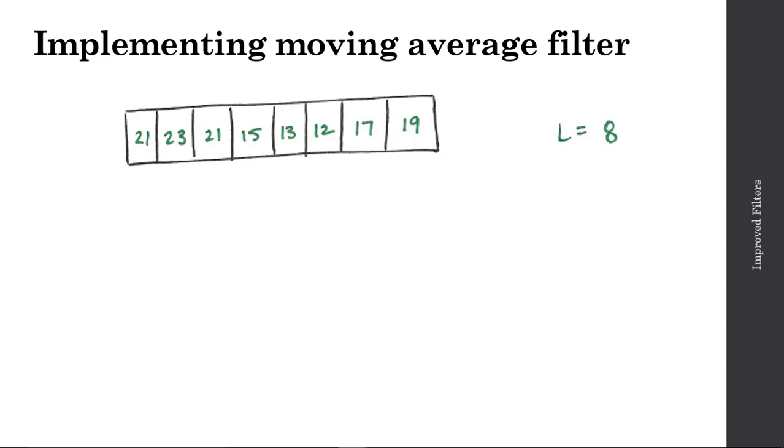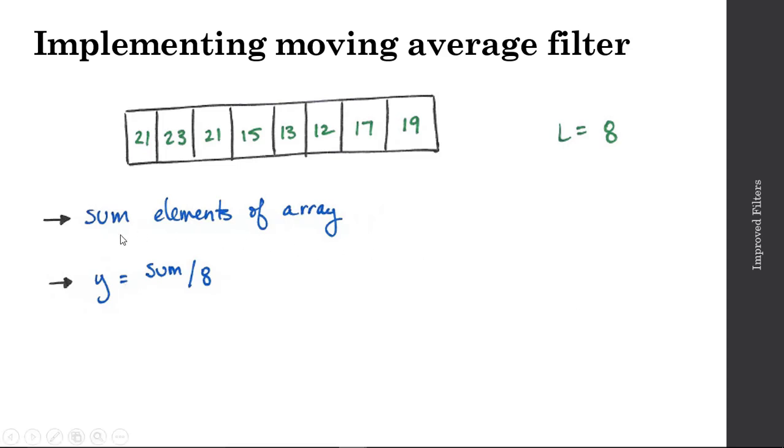Then in terms of code, I'm going to sum the elements of this array, and my average value will be that sum divided by L, the length. So in this case, I'll sum the 8 elements and divide by 8. There are certainly more clever ways of accomplishing this task. For example, we could perform this division by simply bit shifting, so bit shifting all of our elements to the right by 3.